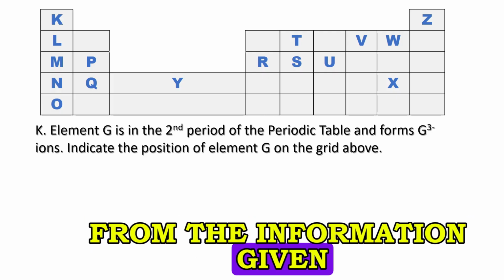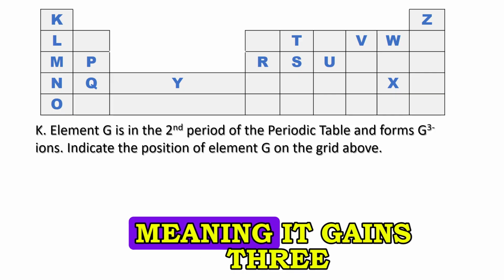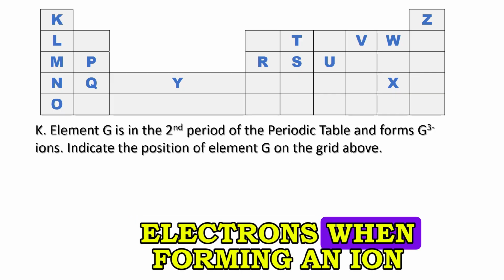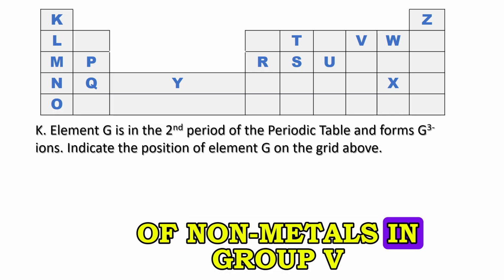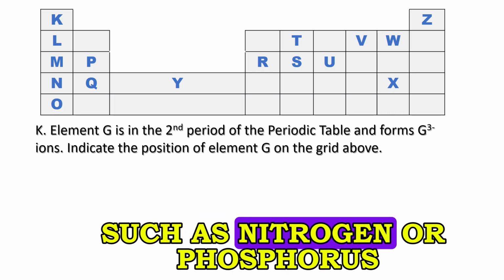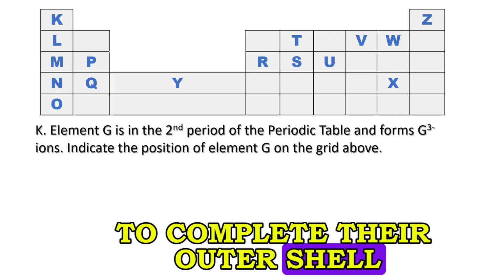From the information given, we know that element G forms a 3- ion, meaning it gains 3 electrons when forming an ion. This behavior is typical of nonmetals in group 5, such as nitrogen or phosphorus, which need 3 electrons to complete their outer shell.